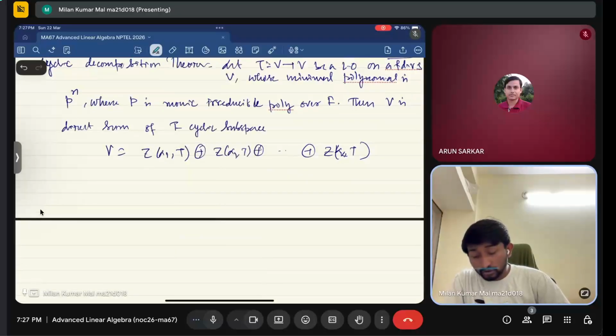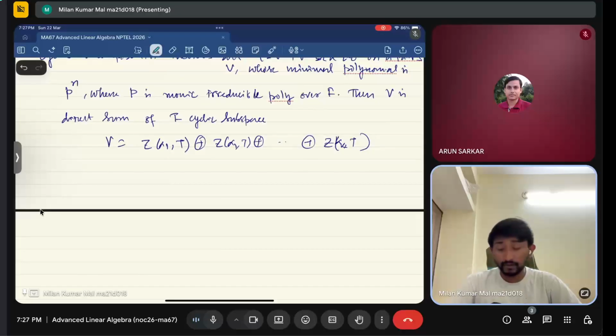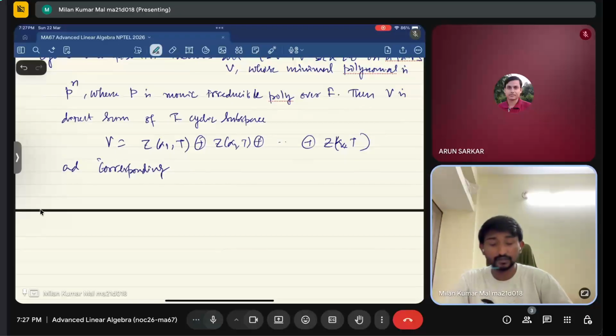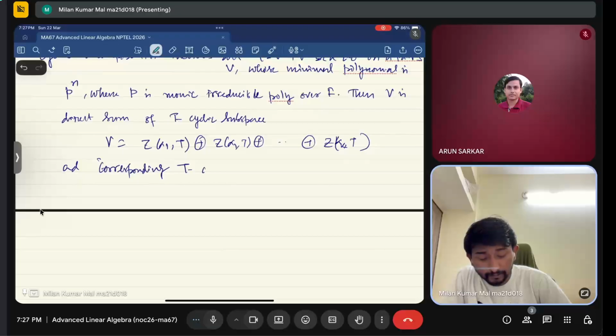These are the cyclic subspaces corresponding to the vectors alpha 1, alpha 2, up to alpha k, and they are distinct vectors, no doubt. As we have seen in the beginning of today's tutorial, if you have a T cyclic subspace, you have a companion matrix. So if you have a T cyclic subspace, you have a T annihilator. Then the corresponding T annihilator of Z(alpha i, T) is P i.